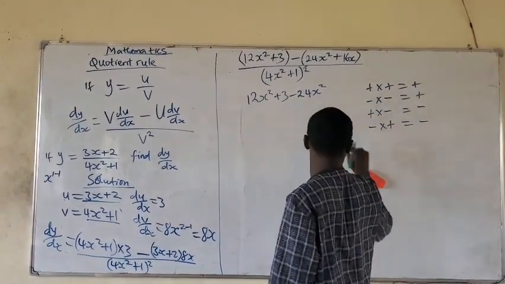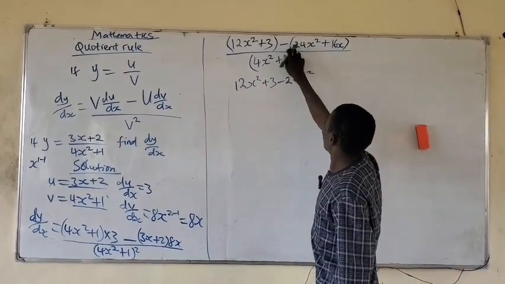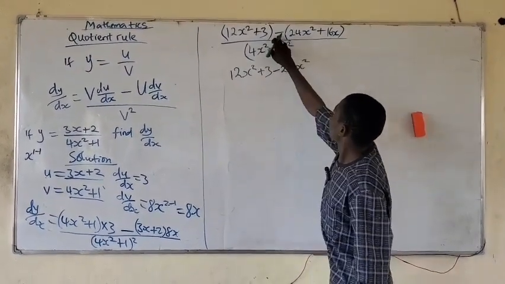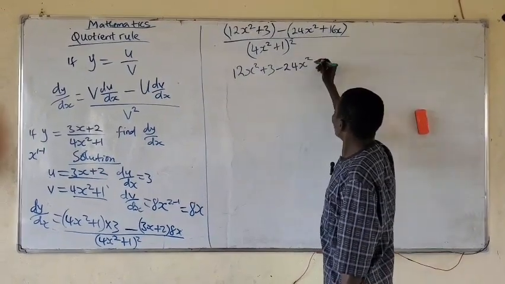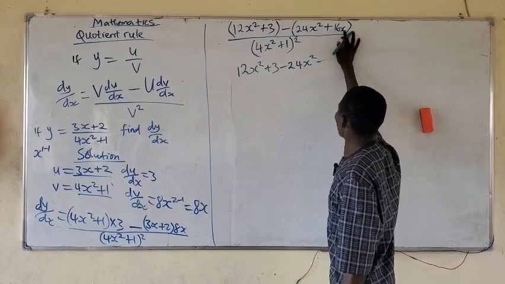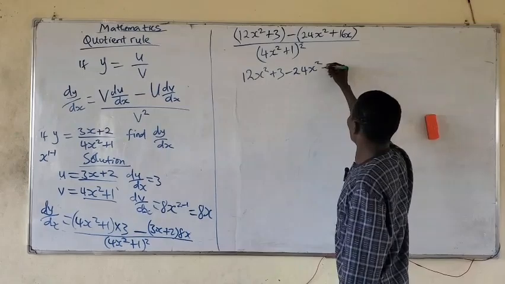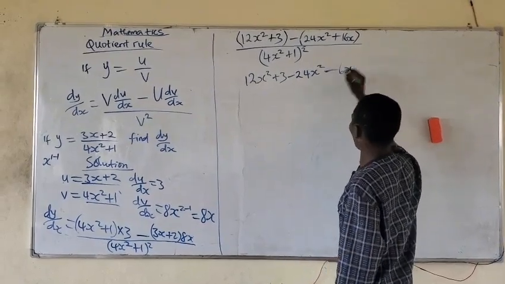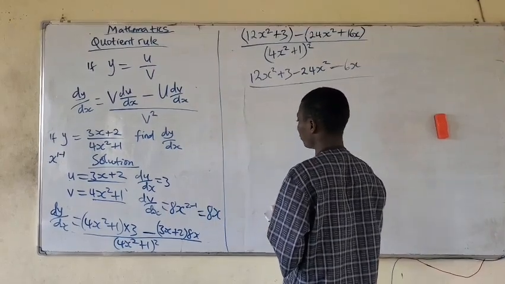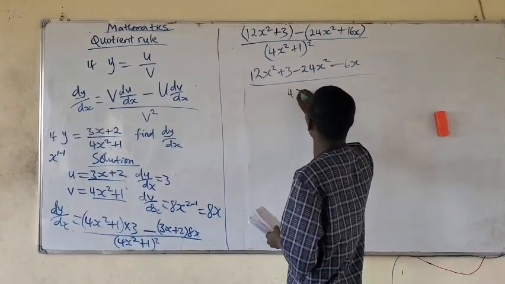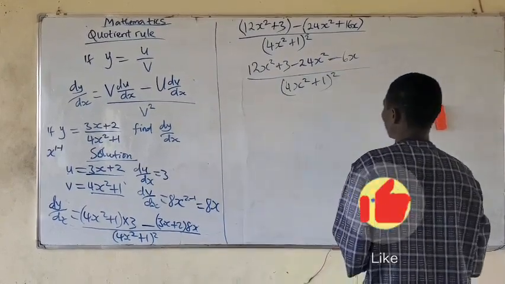So this will give us, this times the invisible plus here, minus. Minus times plus will give you minus, because this 16x is the owner of this plus, so it has its own invisible plus here. So it will give you minus 16x, everything all over 4x squared plus 1, everything in brackets.